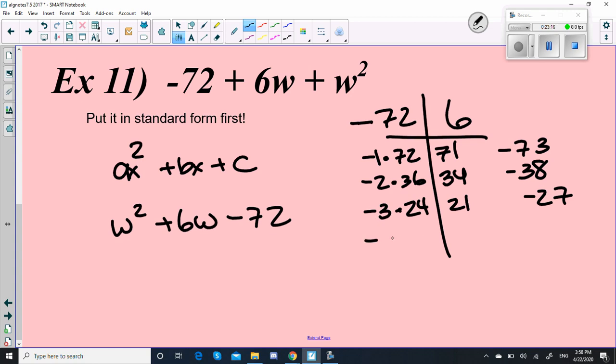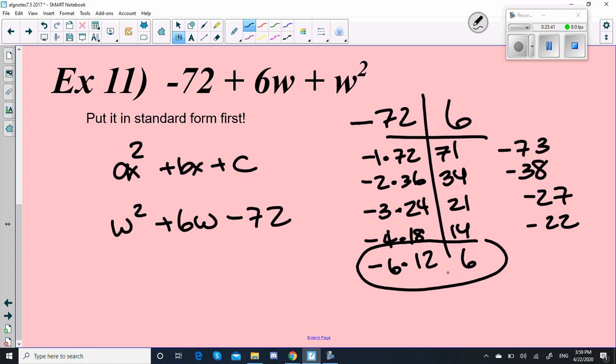Let's see, 4. Let's see if 4 goes in. It will go in once with 3 left over, so yeah, 18 times. So if I add them, that's 14, and if I subtract them, that's negative 22. So that's not it. 5 doesn't go in. How about 6? Negative 6 times 12. Yeah. So if I add them, that's 6. I found it. That's it right there. I don't have to go any further because I found it.